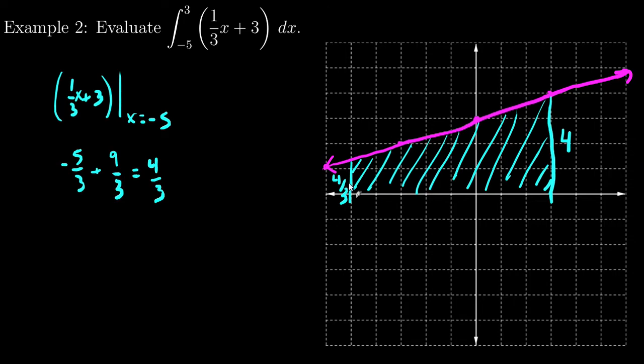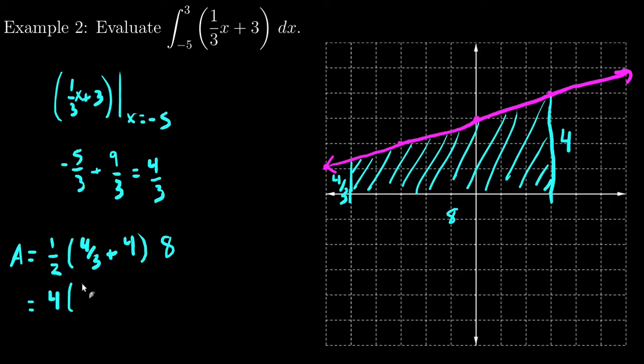These are the two bases. The height of the trapezoid is 1, 2, 3, 4, 5, 6, 7, 8: 3 minus -5. And so my area is going to be 1/2 times base 1 plus base 2. So base 1 is 4/3. Base 2 is 4. Times the height. To make my life easier, I'm going to do half of 8 and get a 4 out here.